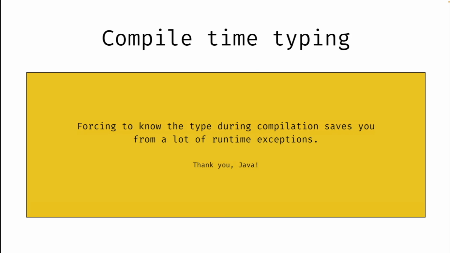Java forces us to make the type of the variable known during compile time already. Forcing to know the type during compilation means that a lot of surprises, and in this case the surprises are errors, called exceptions, will not occur when running the program, but prior to running the program. So instead of having our program breaking down during runtime, it breaks down during compile time, prior to running the program.